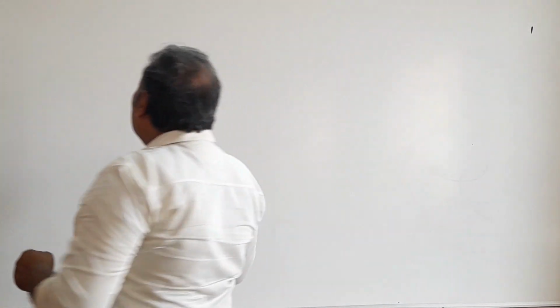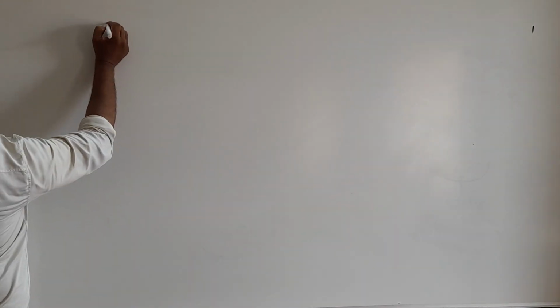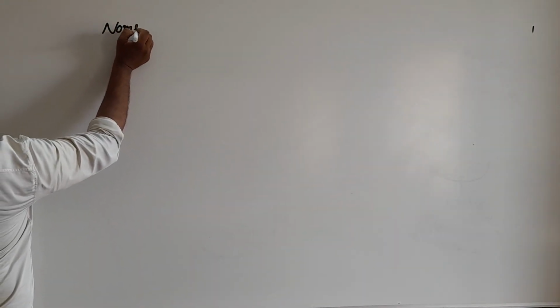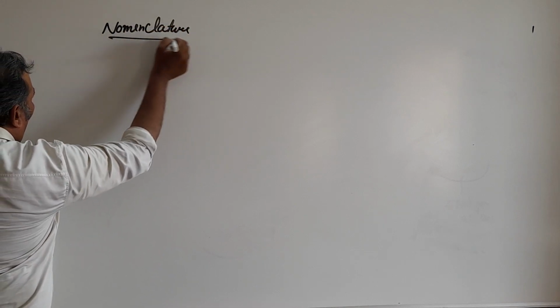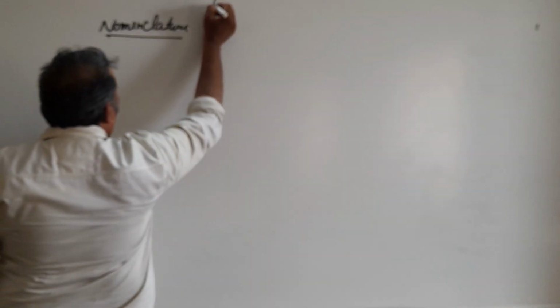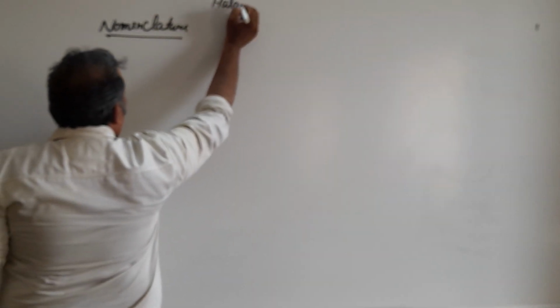Hello students, after classification of haloalkane and haloarene, we are starting the second part of the chapter, class 12 organic chemistry, haloalkane and haloarene. We are starting from nomenclature. Nomenclature of haloalkane and haloarene.